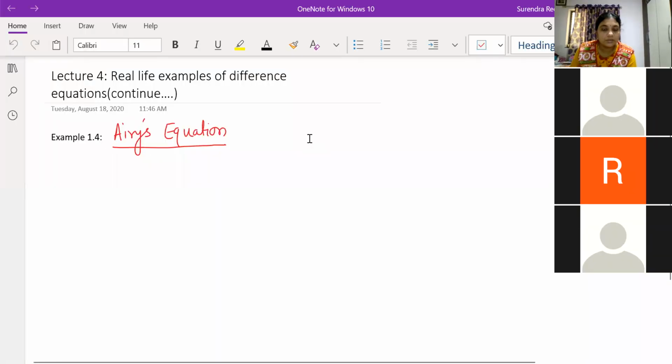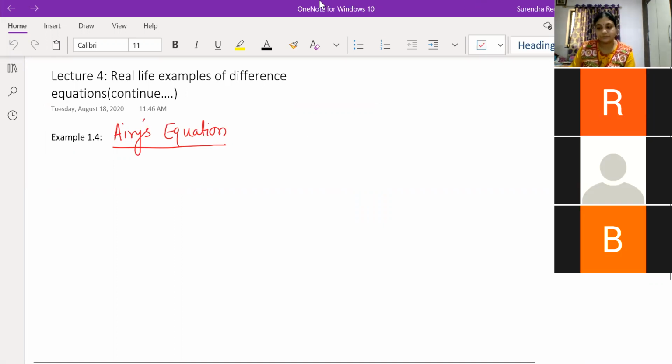Let me take the screen. Okay, can you see the screen? OneNote screen? Yes, ma'am. Airy equation, whatever I have written, lecture 4, real life examples. Example 1.4, Airy equation. You can see? Yes, ma'am.